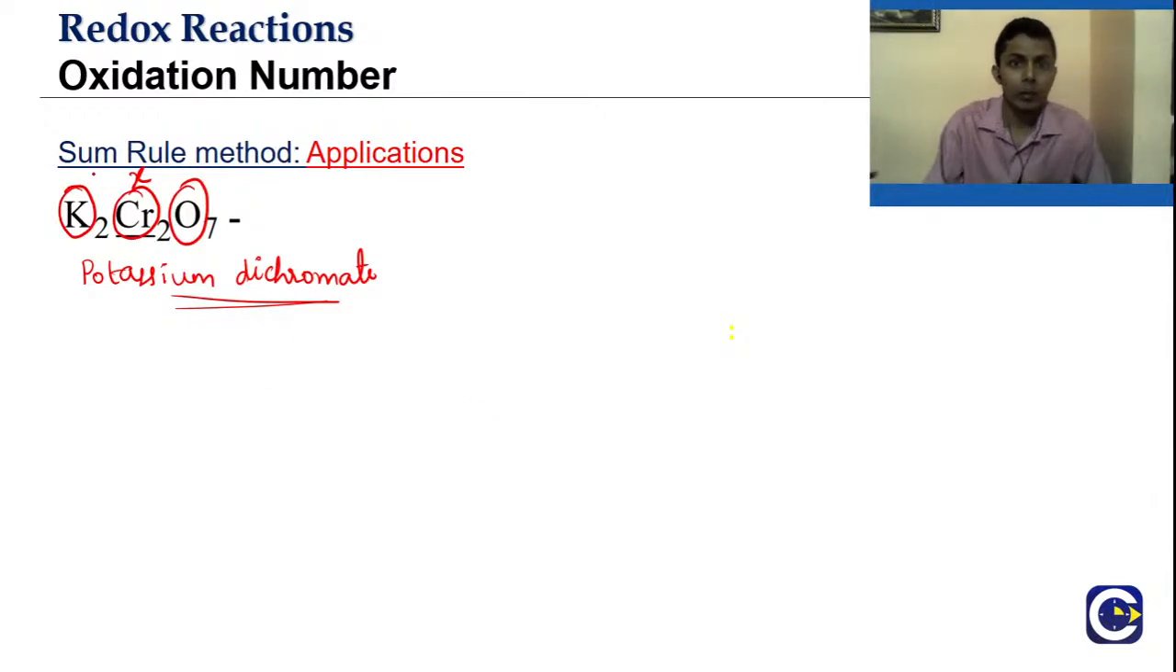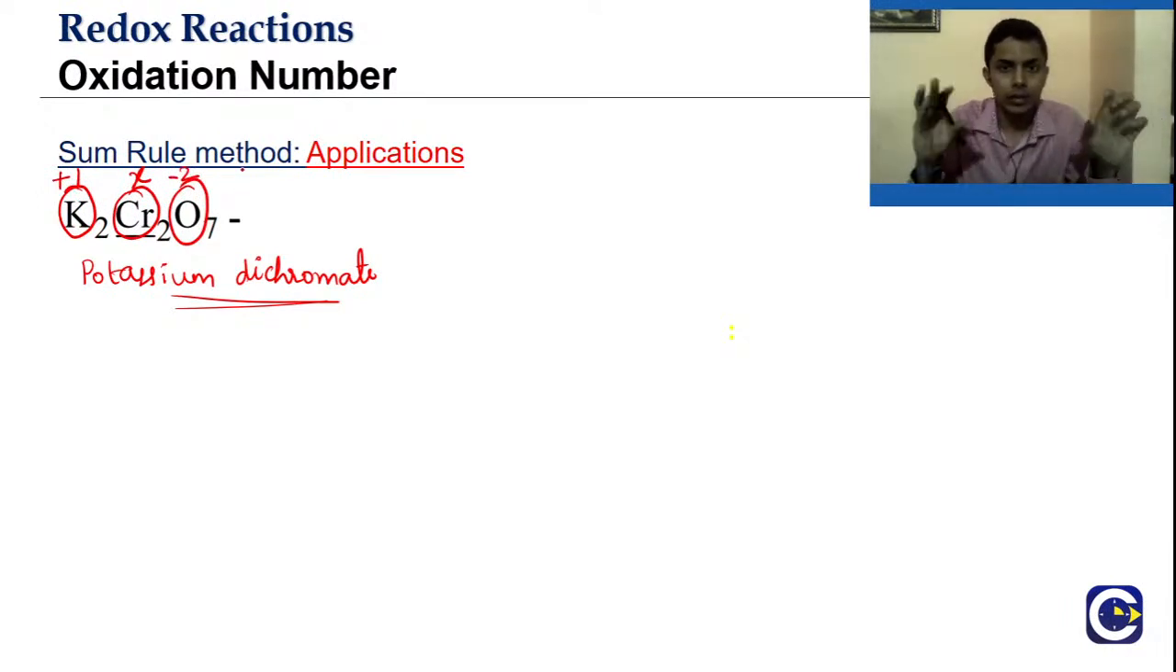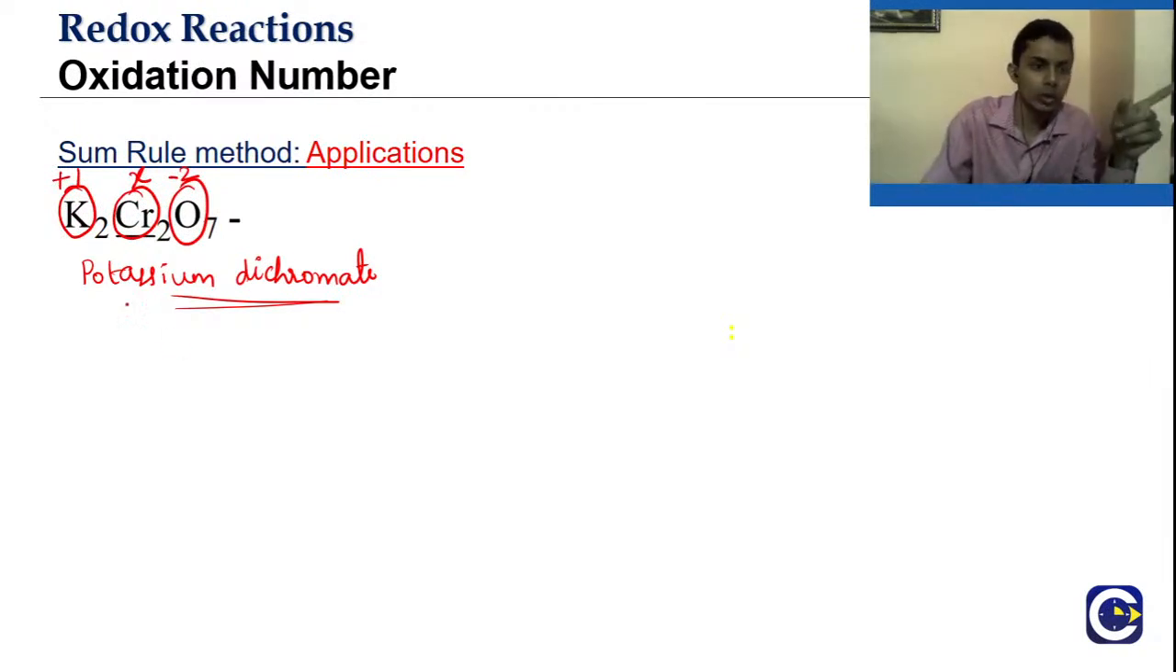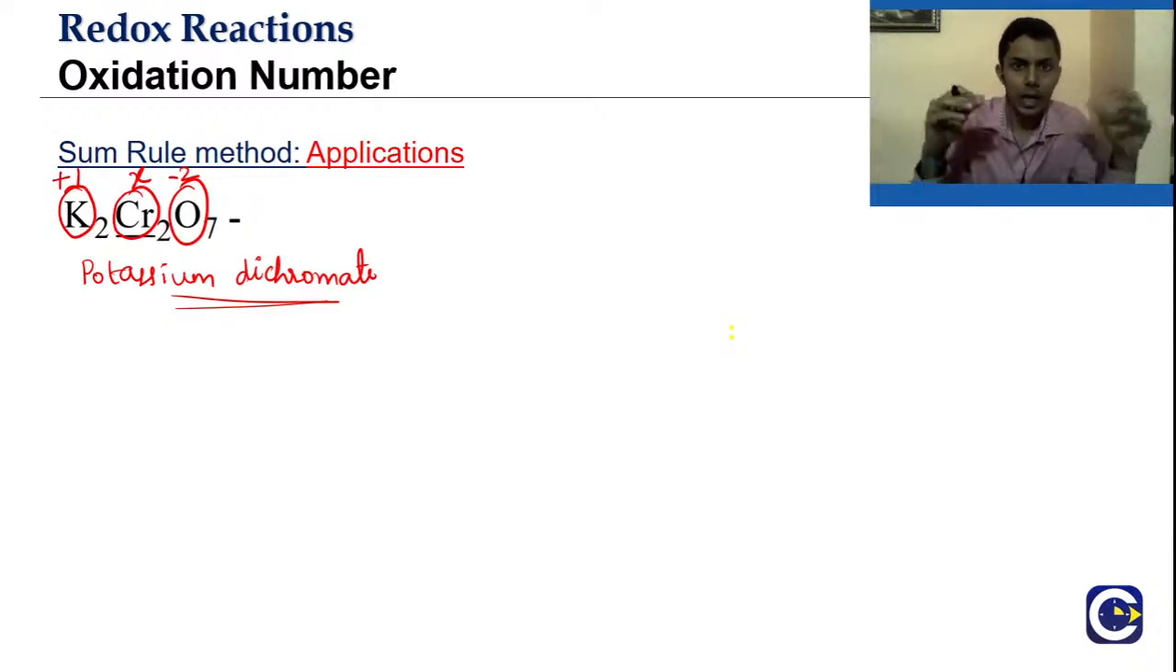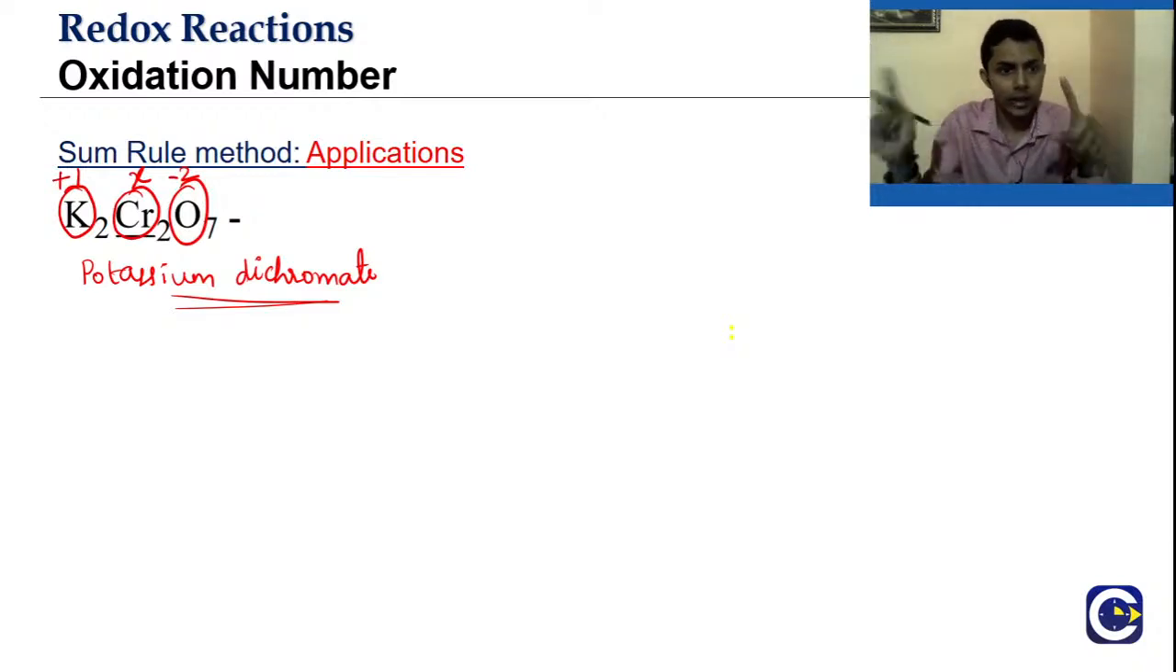So potassium is group 1A, so it will have an oxidation number of +1. Oxygen is -2. Until and unless we have peroxide, superoxide, something like that, we will use -2 itself. Then the sum rule says algebraic sum, add everything along with their charge, and that should be equal to 0 if it is a neutral molecule.